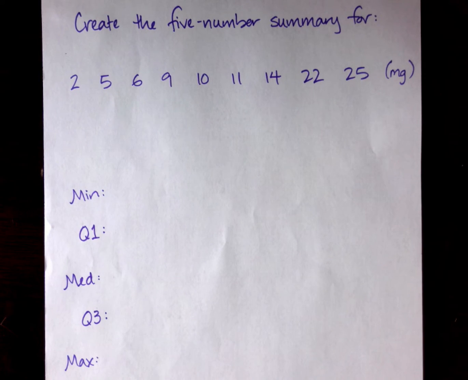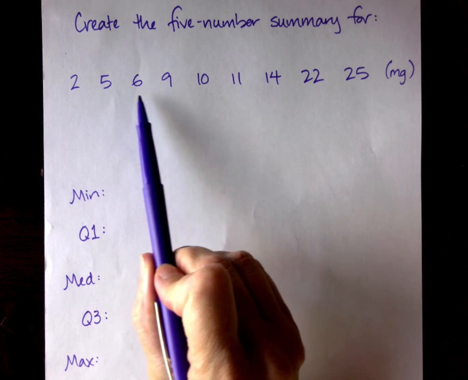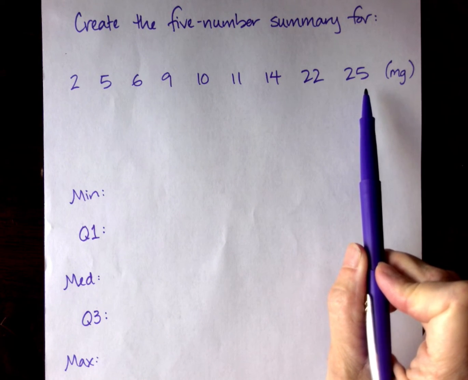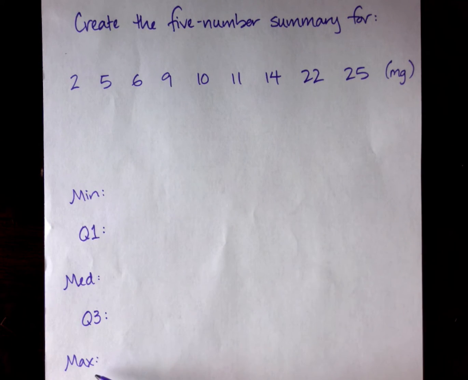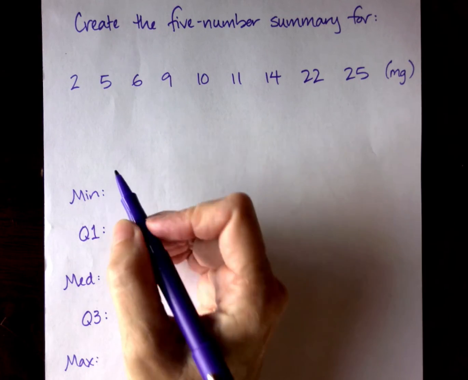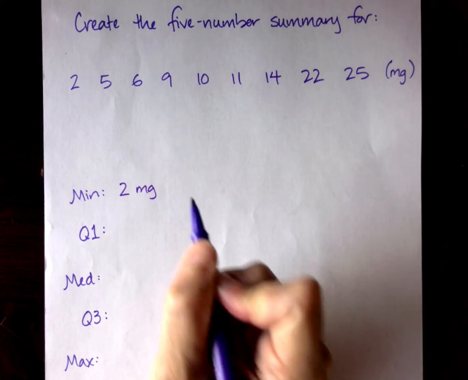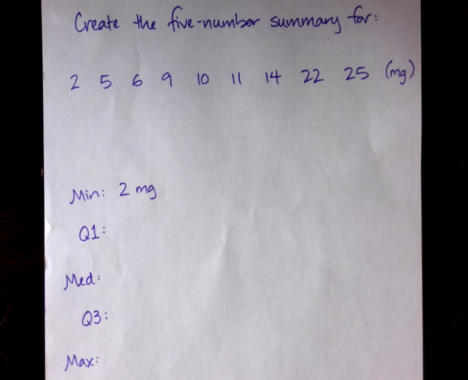So the friendliest ones to work on, once we have our data set all in order from least to greatest, would be the minimum and the maximum. In our case, the minimum is 2, and since we've decided to call these milligrams, it would have the label of milligrams. The maximum would be the greatest value in the list. In this case, it's 25 milligrams.